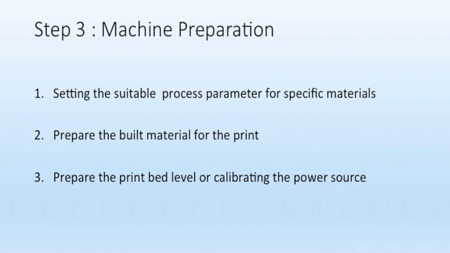So next we have to prepare the print bed level or calibrate the power source. Sometimes the print bed that you're 3D printing on, you have to make sure that it's flat, or also in the case of some electron beam methods, you have to calibrate the electron beam, because each time you switch the machine off and on, the calibration might drift.